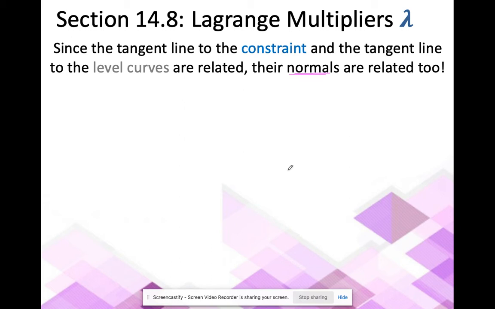And in another prior objective, we just found a way to use partial derivatives to find a normal to a level curve. Do you remember what that was? It started with a G.